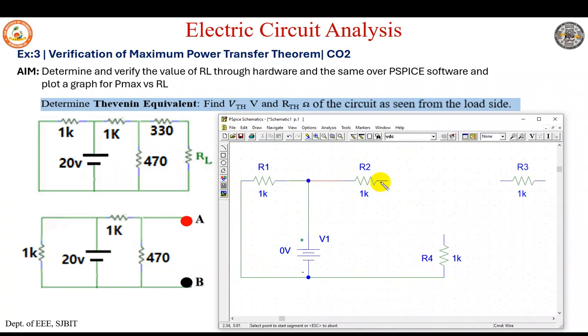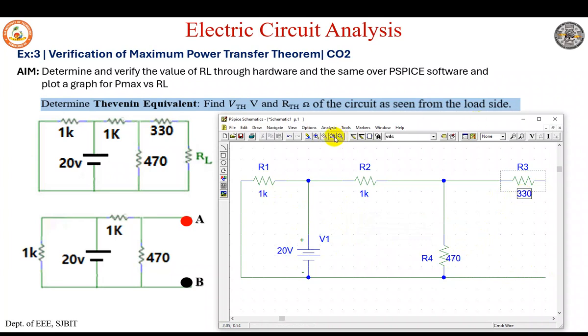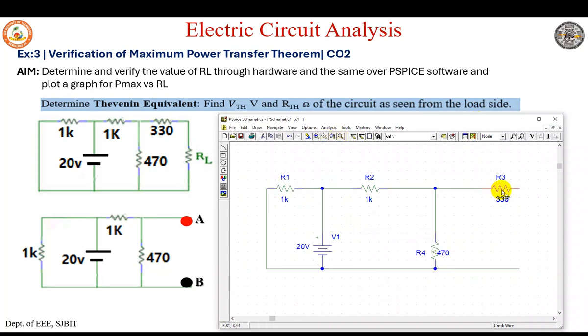Let us first connect all these according to the given circuit diagram. Now let us value them. This is 1K as it is. This is 20 volts. This is 470. This is 330. Okay. Now, as we have valued them, we have to find the voltage between these two.